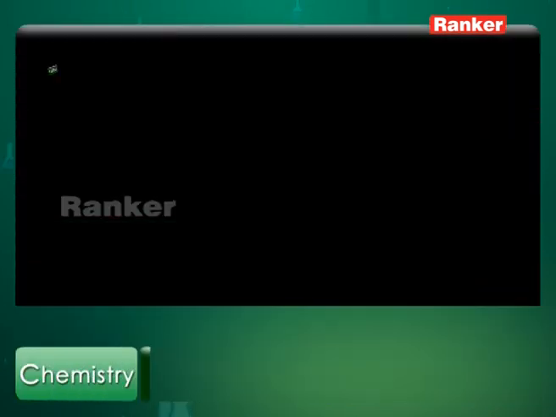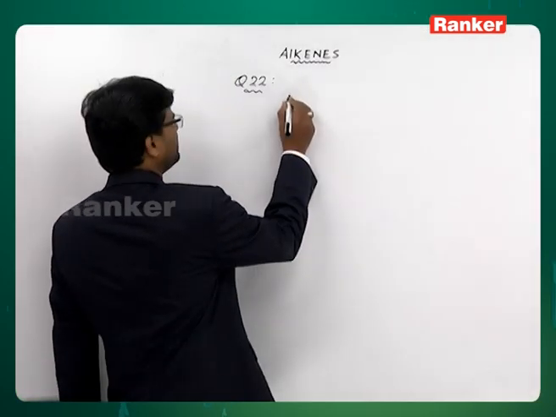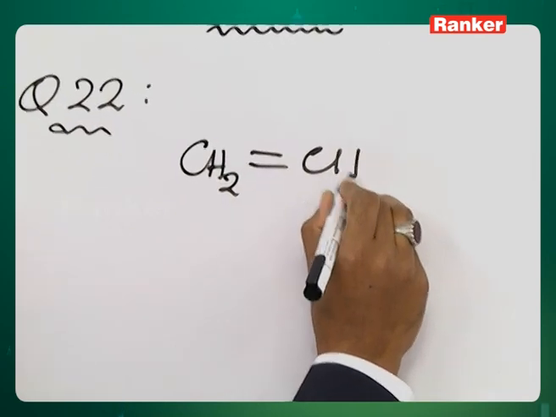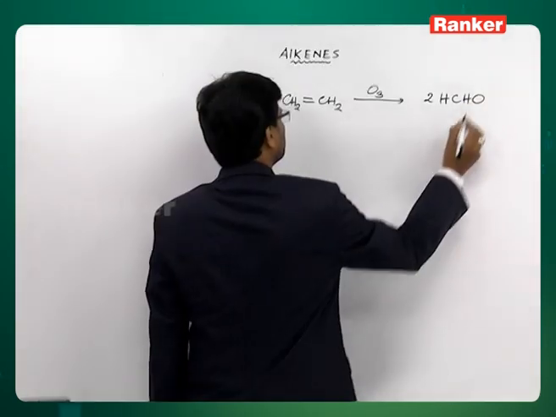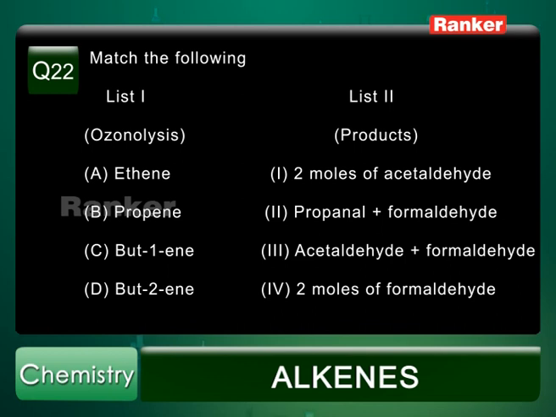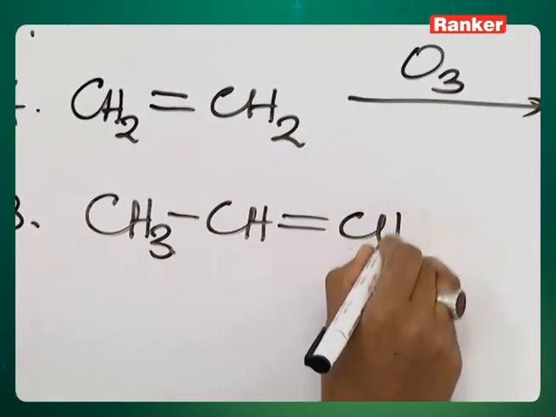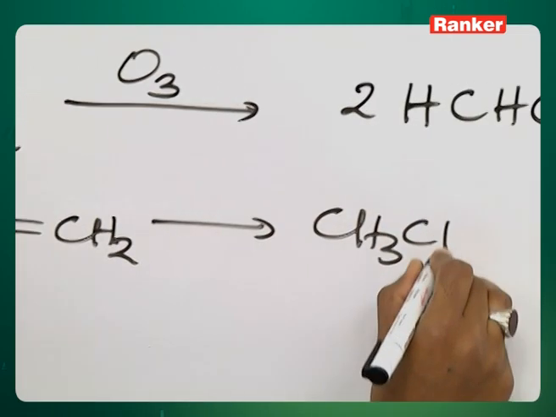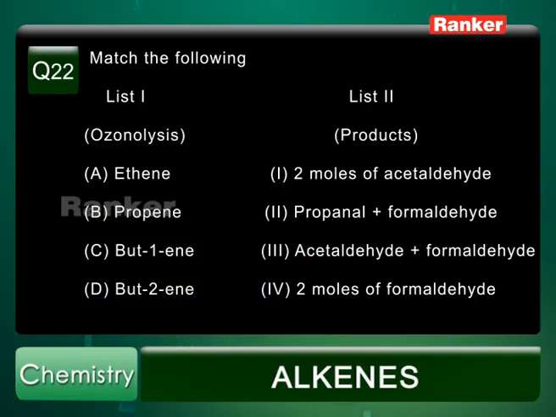Question number 22. In the list 1 you have some compounds and list 2 some products are given on ozonolysis. Let us try one by one. Ethene is given, this is ethene. Ethene on ozonolysis gives rise to 2 moles of formaldehyde. So, A should be matched with 4. Then propene is given. This on ozonolysis gives acetaldehyde and formaldehyde. So, B should be matched with 3. Then butene.